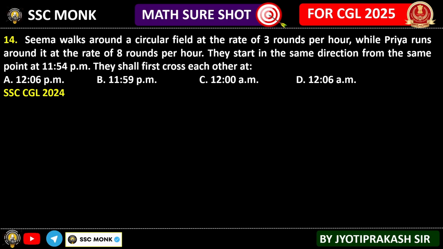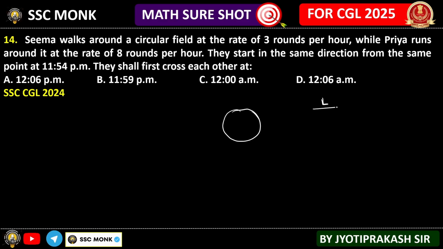They start in the same direction from the same point at 11:54 p.m. When will they first cross each other? Now see, 8 rounds per hour, let's say this is the speed. 3 rounds per hour, this is the speed. Now, they are moving in the same direction. Yes or no? So basic, let's say length of the track is L.